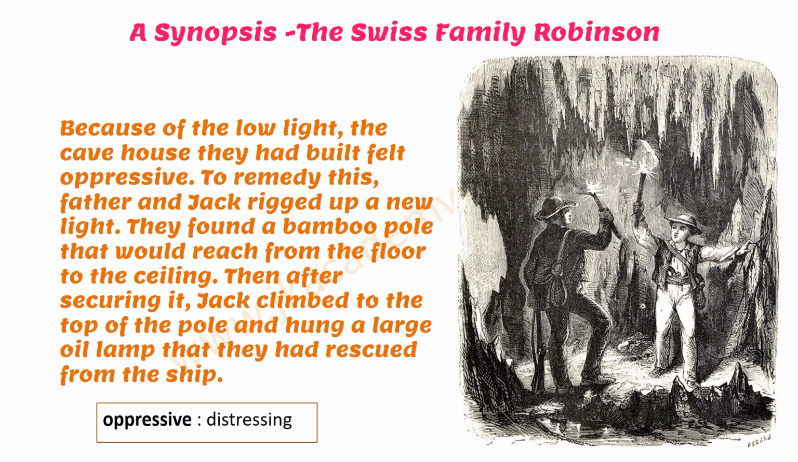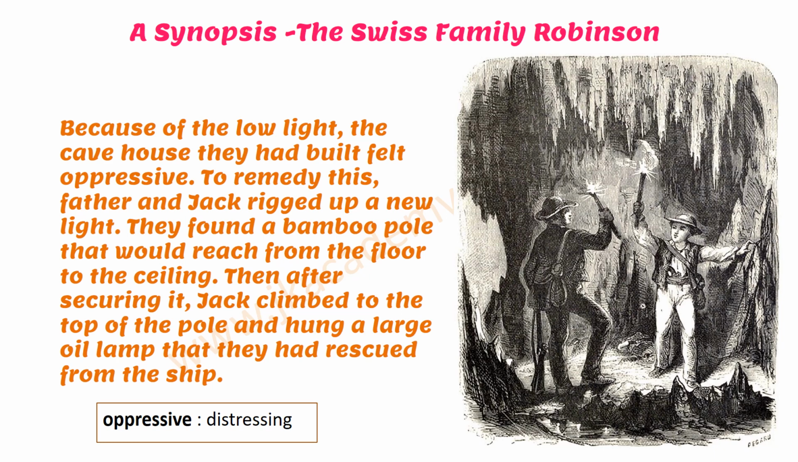They found a bamboo pole that would reach from the floor to the ceiling. So they found a big bamboo, and that acted as a pole. What they did is they put it so that the bamboo could go from the floor to the ceiling. They fixed up the bamboo tightly. Securing it means to make it sturdy, make it tight, so that it doesn't topple, doesn't fall off.